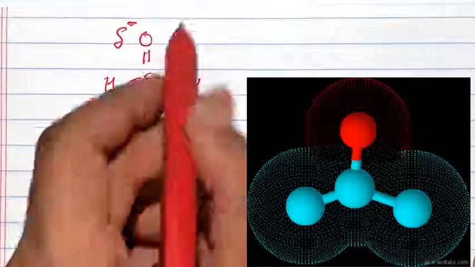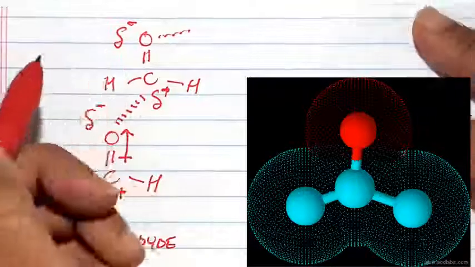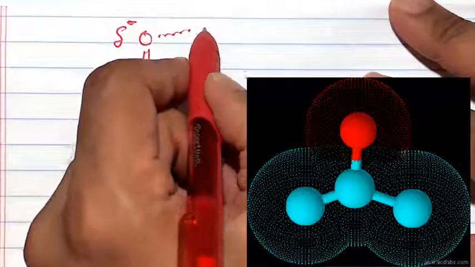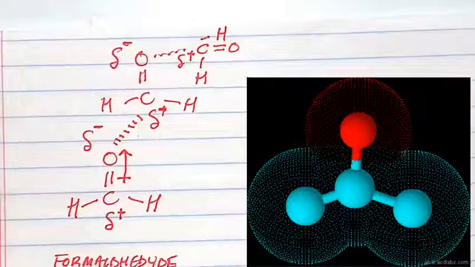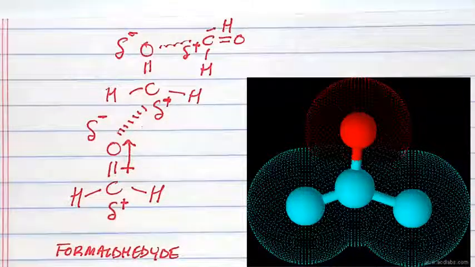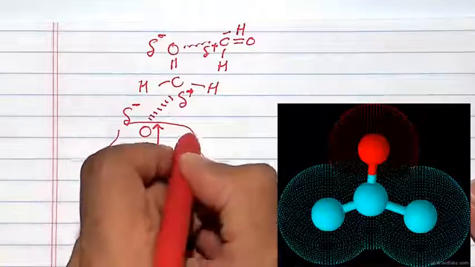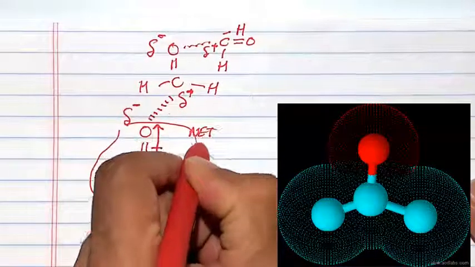And like that, this can go on and on. This partial negative can interact with another partial positive. So the partial positives will interact with the partial negatives. And in a polar compound, you get that type of very nice interaction. It's much stronger than van der Waals forces. Formaldehyde actually has what's called a net dipole moment.